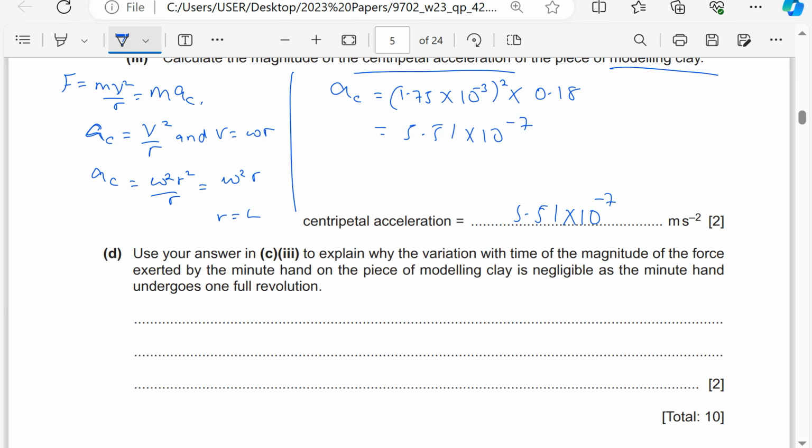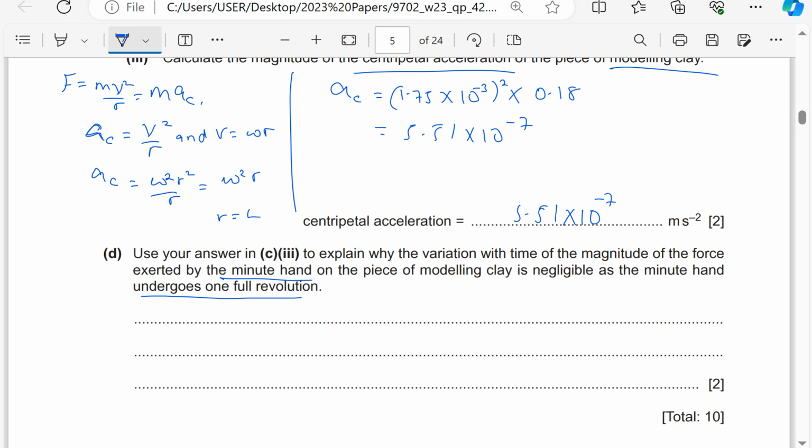Use your answer in C Roman 3 to explain why the variation with time of the magnitude of the force exerted by the minute hand on the piece of modeling clay is negligible as the minute hand undergoes one full revolution. So look at the centripetal acceleration. If we multiply this by the mass of the modeling clay, the centripetal acceleration is too small, which means the magnitude of the force is also going to be extremely small. The centripetal acceleration is very small.